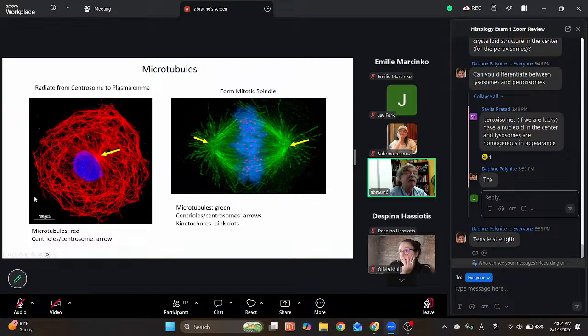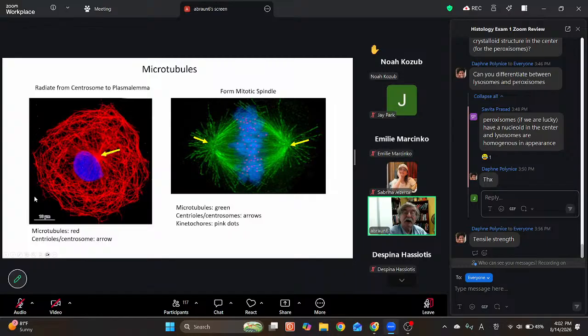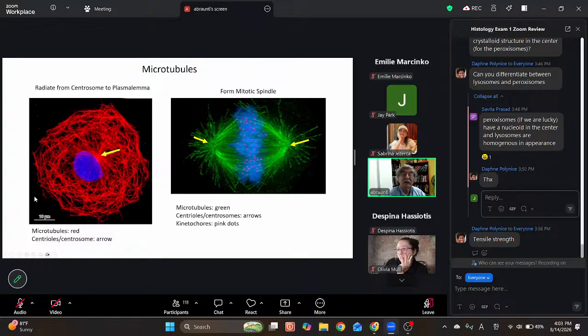Here we seem to have a network of filaments staining red with immunofluorescence, and there's a more densely stained area here right next to the nucleus. This could very well be the centrosome containing those two centrioles in pericentriolar matrix, and they're radiating out into the cytoplasm like this. So these are probably microtubules as well. It's a different stain, but radiating throughout the cytoplasm.